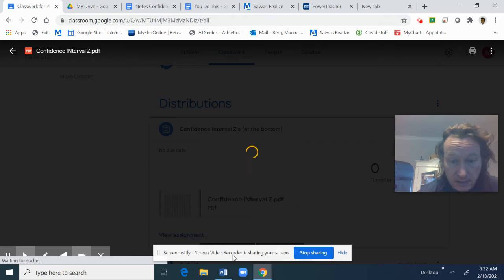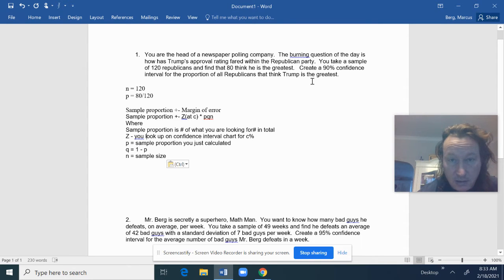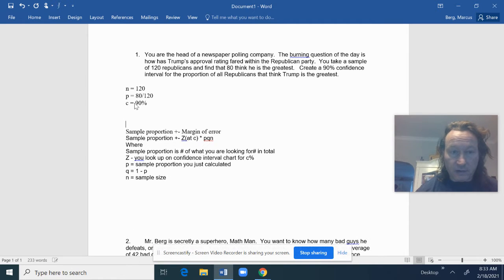So let's take a look at our question. This is at what level? 90%. All right, so my C equals 90%. Everything I'm getting from there, sample proportion, we're going to start with is 80 over 120. We're going to plus or minus this margin of error. So the margin of error is my Z.